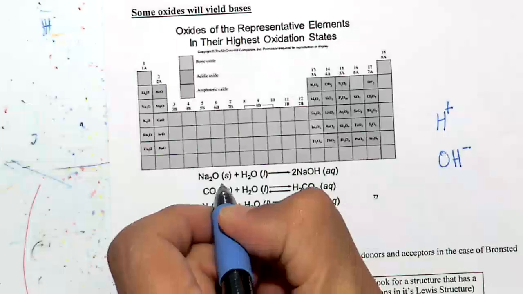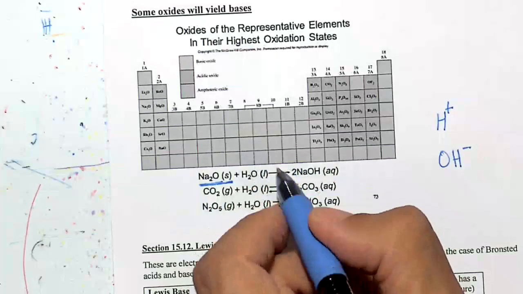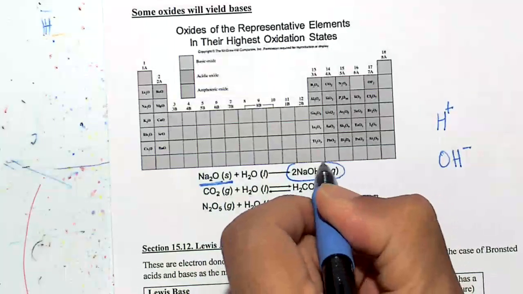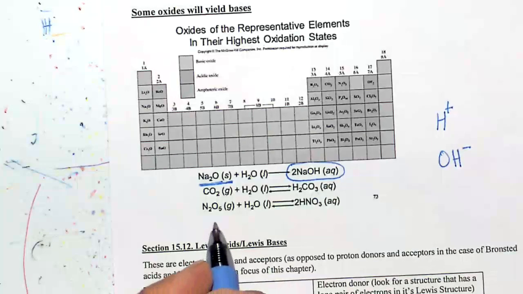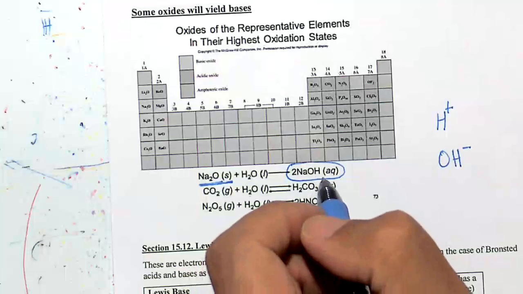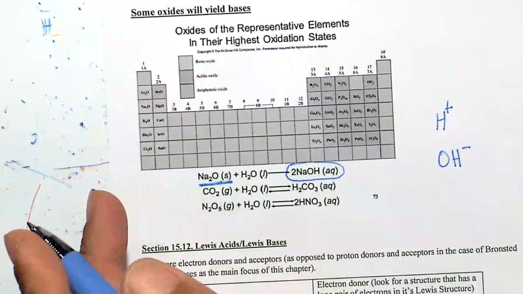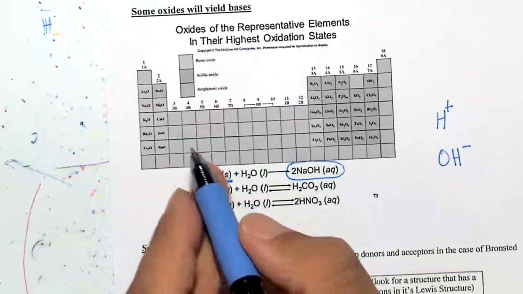But look at this here. This is sodium oxide. Sodium oxide solid can give you a base, okay, a strong base. So if we have some sodium oxide in the lab, we dump it in water, we get sodium hydroxide, a base. Where are we getting this base? From the lab, sodium oxide.